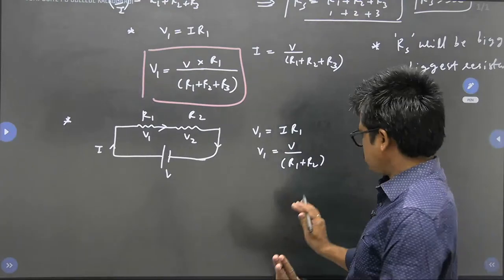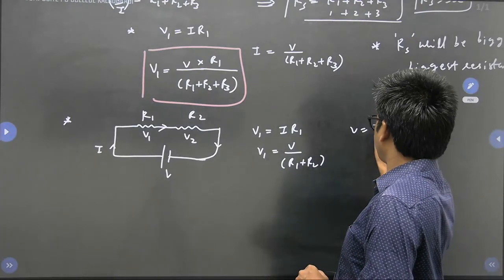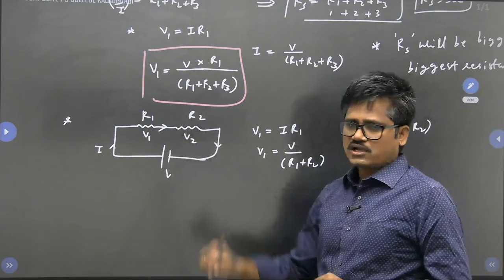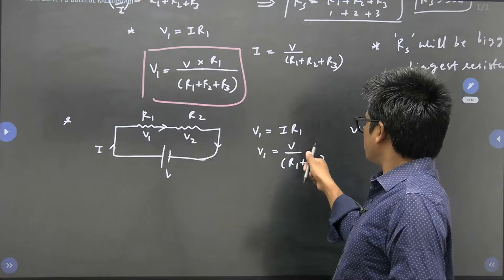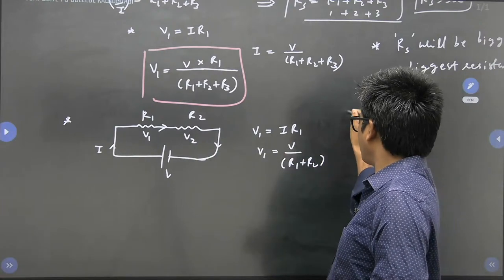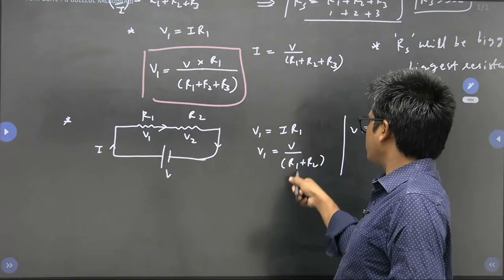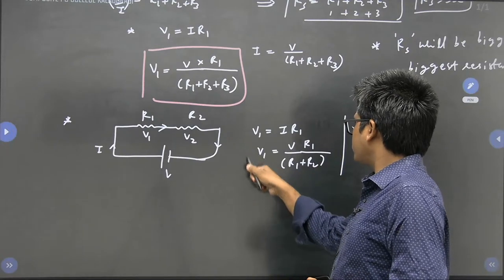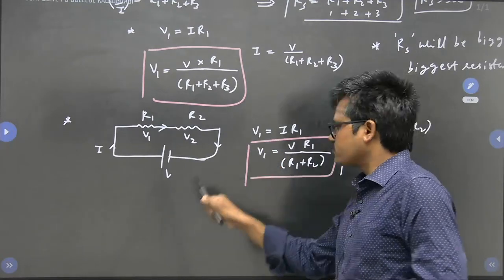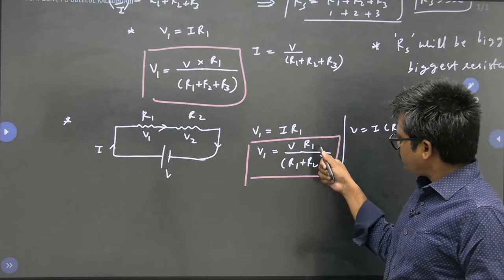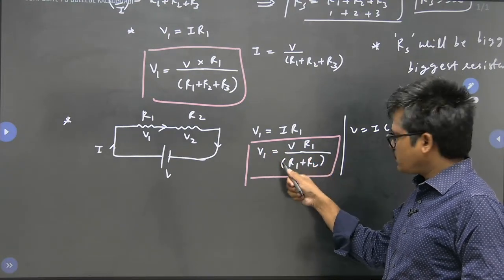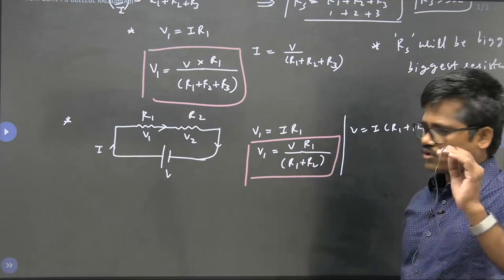Do you know this? Simple. Like V equals total current into total resistance. What is total resistance here in series combination? R1 plus R2. So I is applied voltage divided by total resistance, into R1. So this is the potential drop across the first resistor.